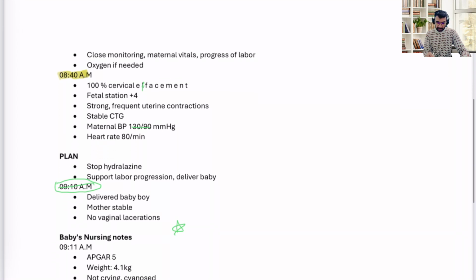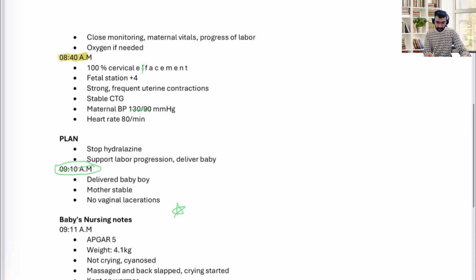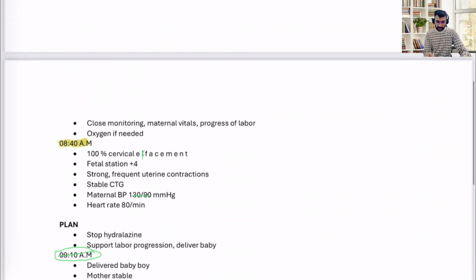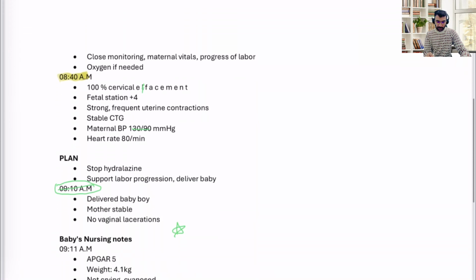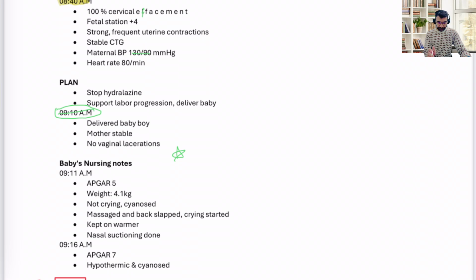Then we will write this much only. Okay. Then baby's nursing notes. In the baby nursing note, here she delivered the baby. Actually, we will mention that baby delivered, mother stable. Okay, baby delivered, mother stable, nothing.